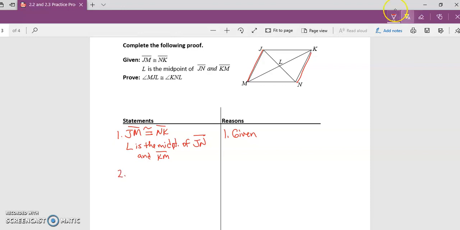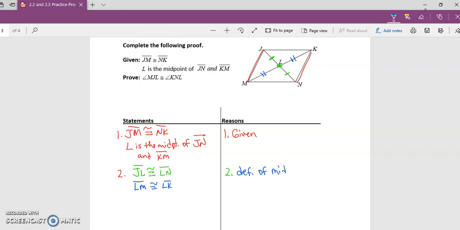So, if L is the midpoint of JN, the midpoint is a bisector. That's going to mean these two pieces are the same size. So JL must be congruent to LN. And also L is the midpoint of KM. So if L is the midpoint of KM, then LM and LK are the same size.